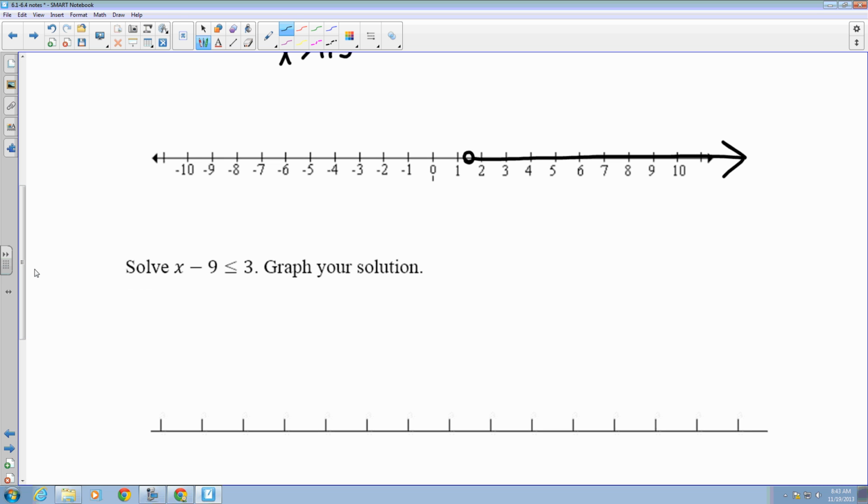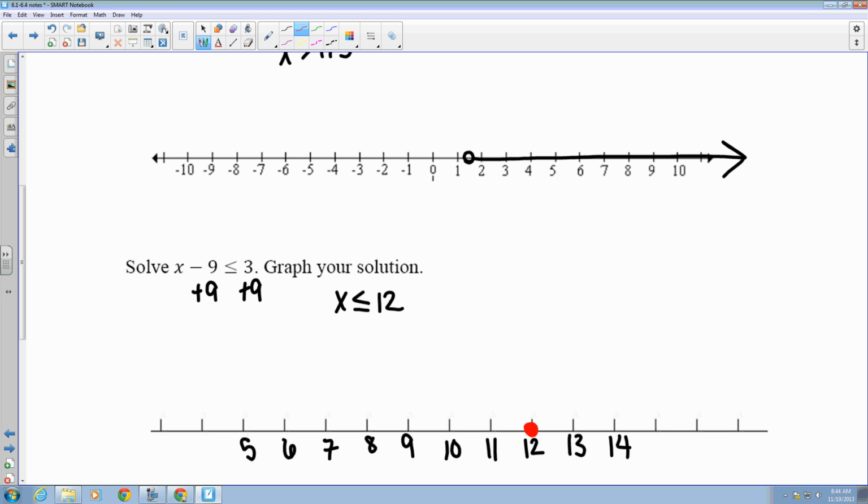Next one, x minus 9 is less than or equal to 3. Add 9. x is less than or equal to 12. So we have to pick numbers on this one. Okay, we identify where 12 is, and it's or equal to, so we close the circle. It's everything less than that.